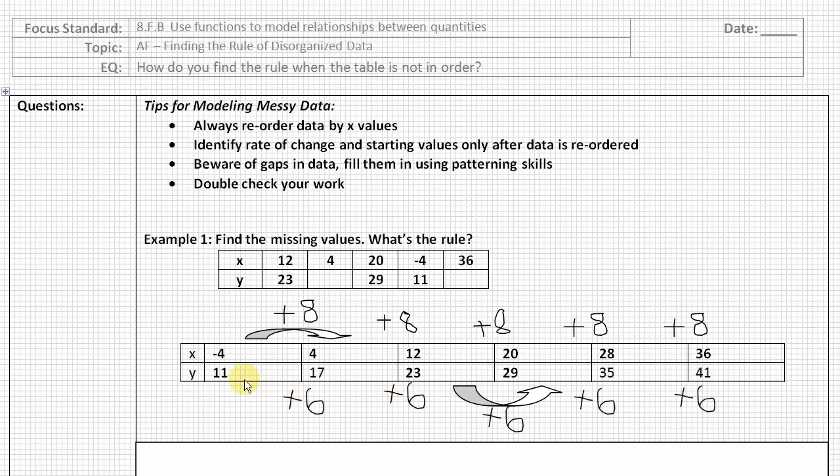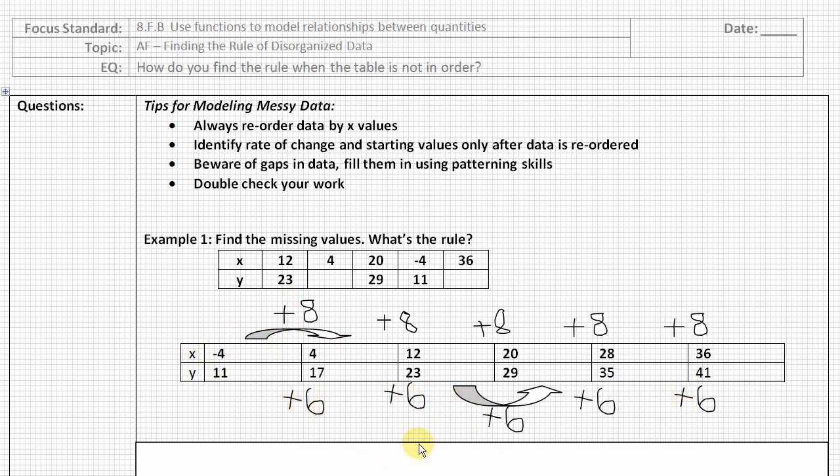So using this, it looks like the pattern for the y, if I go add 6 would take me to 17, and that fits with the pattern because 17 plus 6 would land me at 23. We already know from 23 to 29 is 6, and if I add 6 to that, I get 35, plus 6 lands me at 41. So it looks like, in double checking, that we have correctly identified the change in x and the change in y.